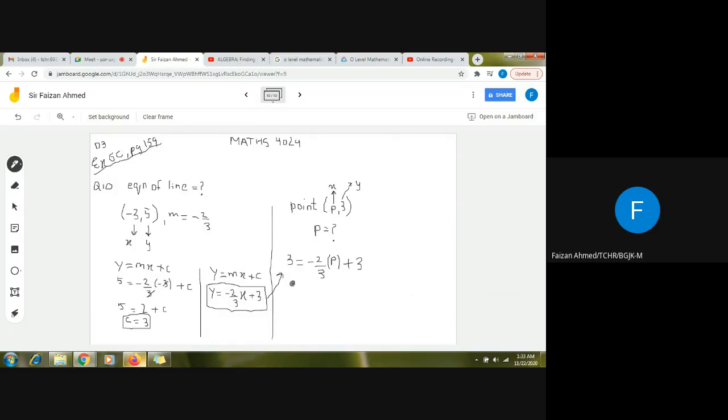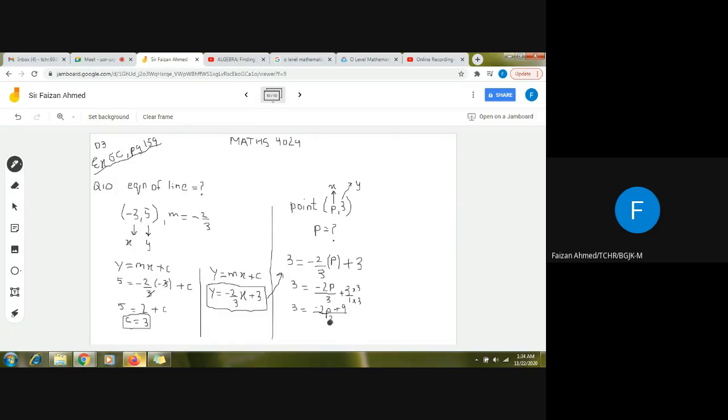So this will be 3 on the left, and this will be equal to -2p over 3, since 2 will be multiplied with p, plus 3. So now I will take the LCM. 3 will be the LCM, and this will be -2p. I have to multiply the 3 on the left with 3, since there is nothing under it, so there is a 1. Since I am multiplying the denominator with 3, I have to multiply the numerator with 3 as well. So this will become 9.